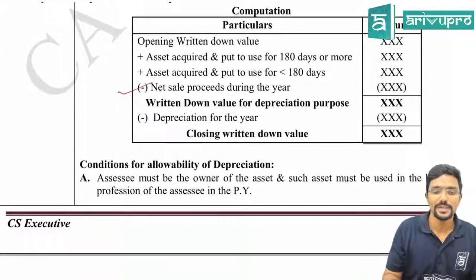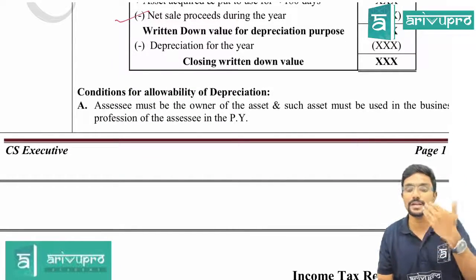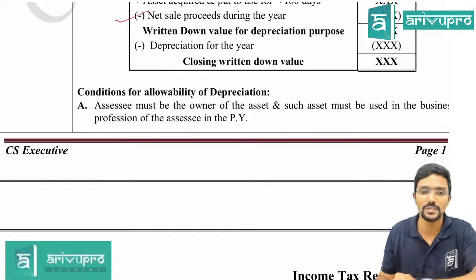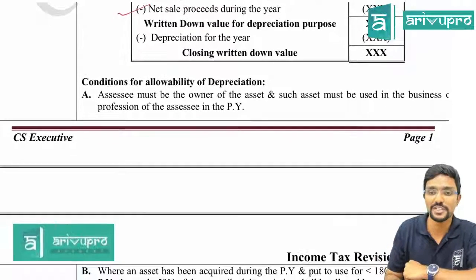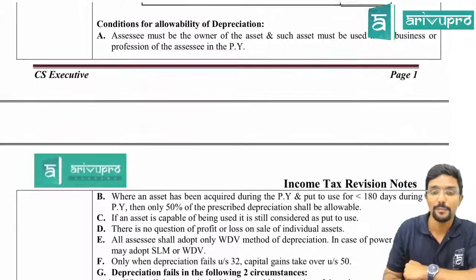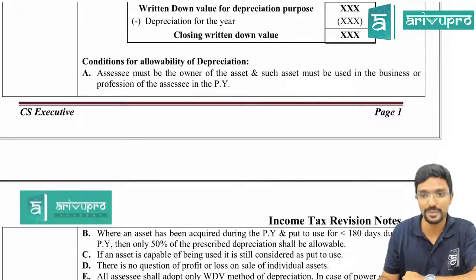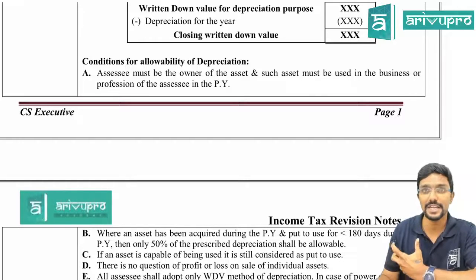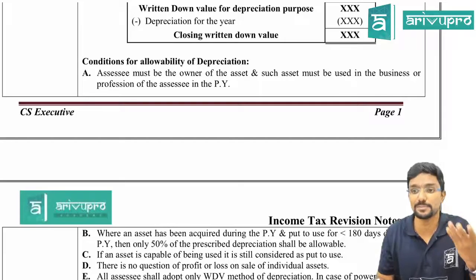Agree? Then what are the conditions? There are various conditions for an assessee to claim depreciation. What are those? The assessee must be the owner of the asset, and such asset must be used for the purpose of business or profession in the previous year. But there are a few exceptions to this. That is, if I have purchased an asset on hire purchase basis, or else I am staying in a building which is taken on rent, but I have incurred some capital expenditure.